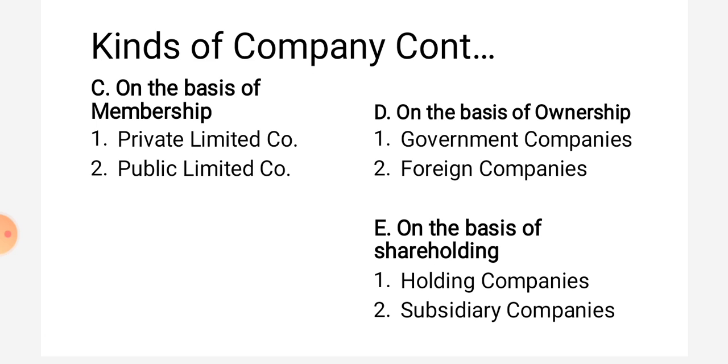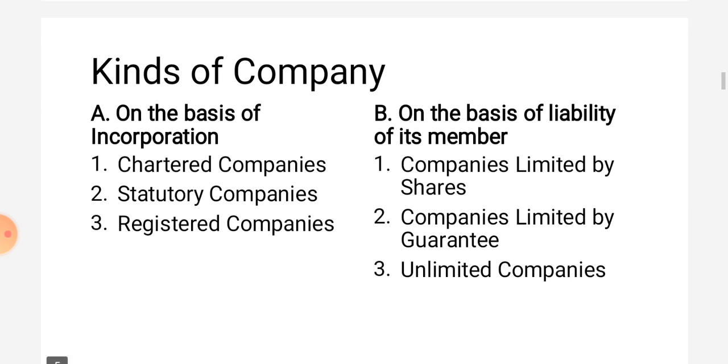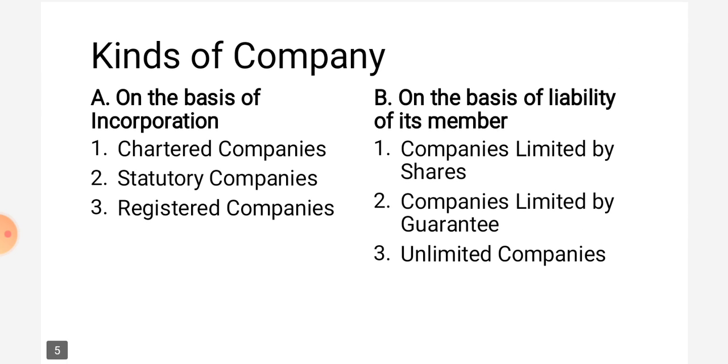Continued, that is kinds of companies. On the basis of membership, there are two types, that is private limited company, public limited company. D, on the basis of ownership, there are two types, government companies and foreign companies. On the basis of shareholding, there are two types, holding companies and subsidiary companies. And all these are different types of companies.